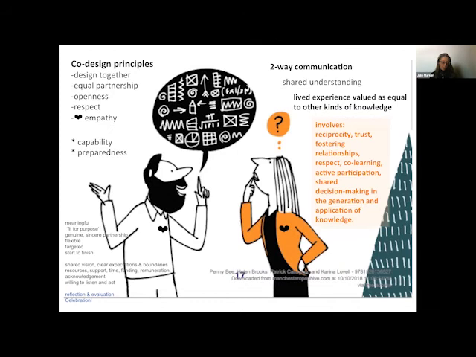For all of us, it involves working together, being part of the process with two-way engagement, trust, fostering relationships, respect, co-learning, active participation, and shared decision-making in the generation and application of the knowledge. We build shared understanding and empathy over time. These relationships can be short-term or long-term, and they may evolve and change over time as mutual capability and collaboration grows or priorities change. And it's not everybody's cup of tea to want deep or long commitment or involvements. There's no one size fits all.